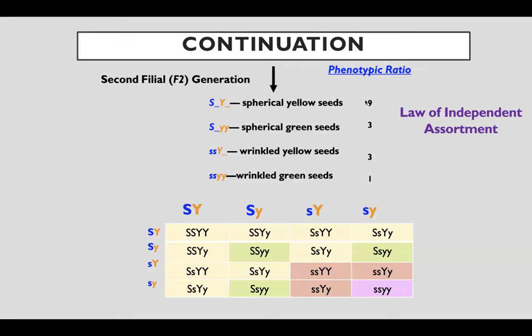But what this is saying, 9 to 3 to 3 to 1 ratio: for 9, you have dominant for both traits. For 3, you have dominant for the first trait, so in this case, it's spherical. The other 3, dominant for the other trait, so in this case, it's yellow. And then one of them is recessive for both traits. So when you do a dihybrid cross, you'll have 16 possible combinations. And in terms of a heterozygous dihybrid cross, a 9 to 3 to 3 to 1 ratio.